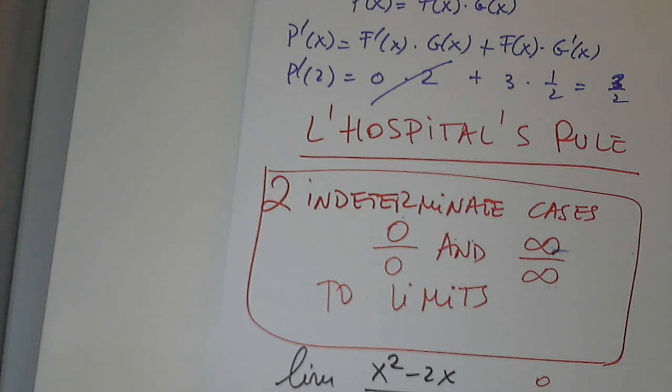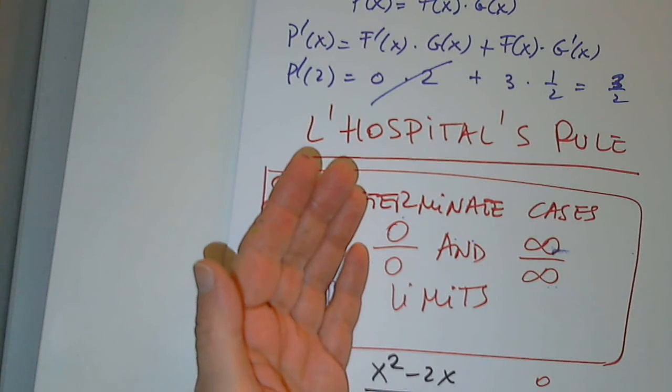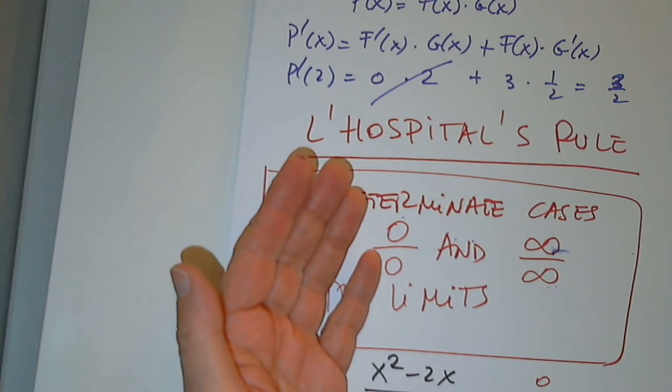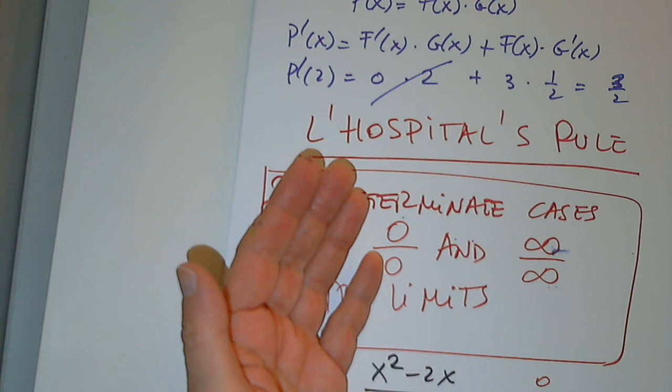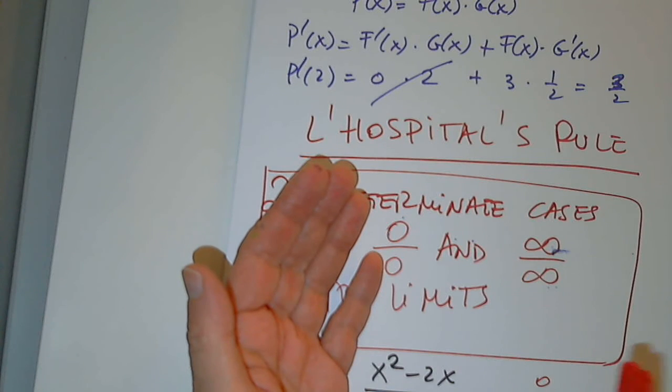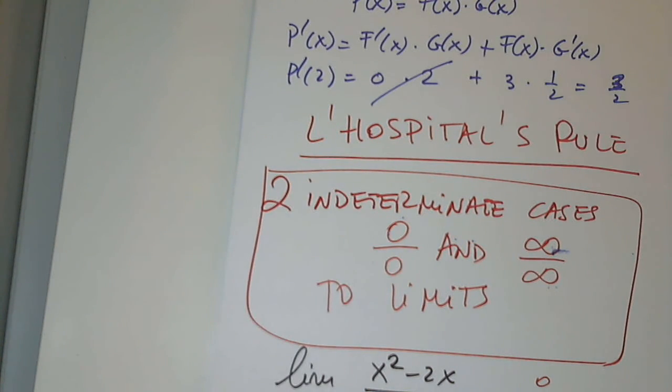Only inside a limit. Very important. Because if I ask you to differentiate this, what will you do? You will use the quotient rule: top prime times the denominator minus the top times the denominator prime, over the denominator squared. But this is not what we are looking at. We are looking at the limit of a function, and when we plug in, we get 0 over 0.